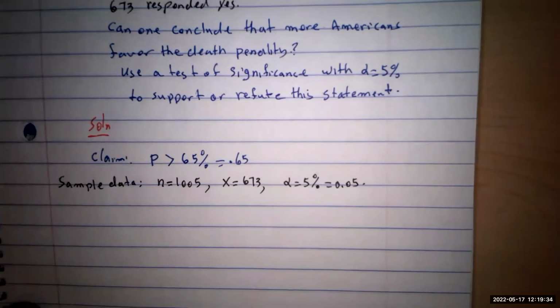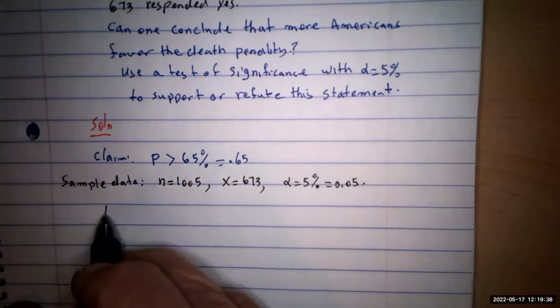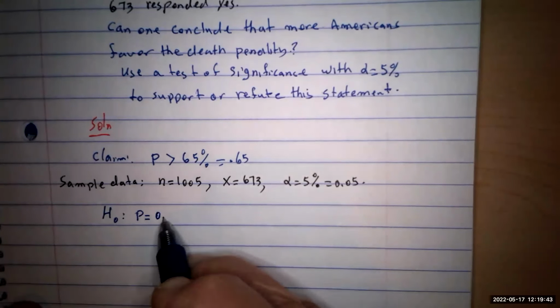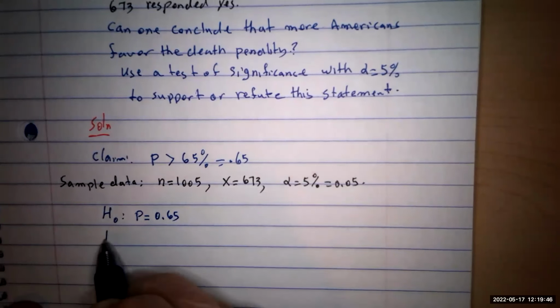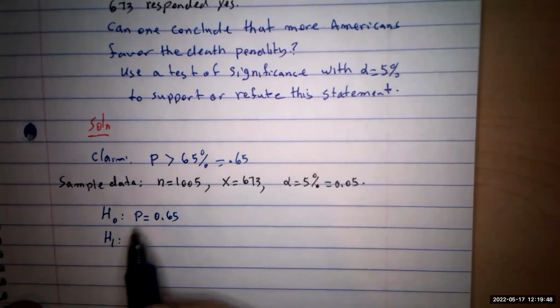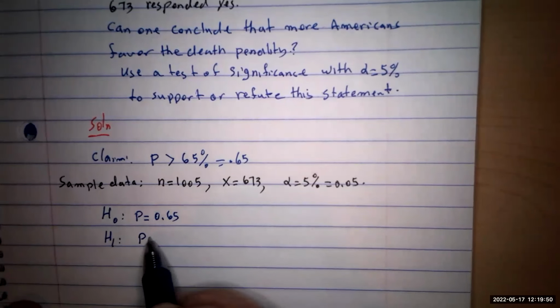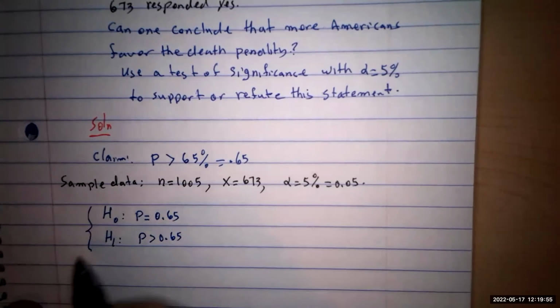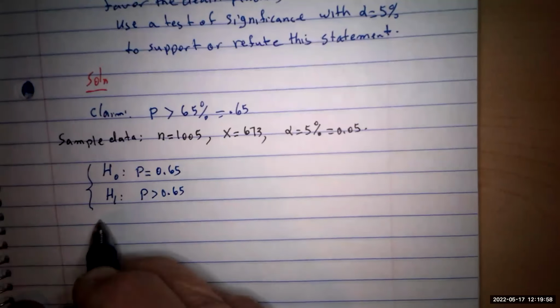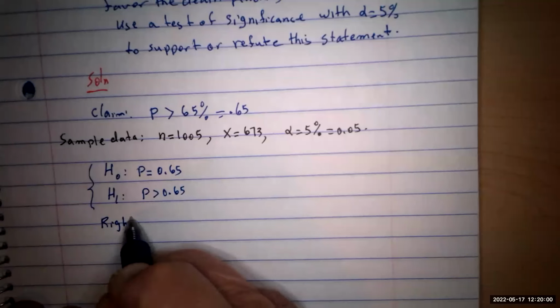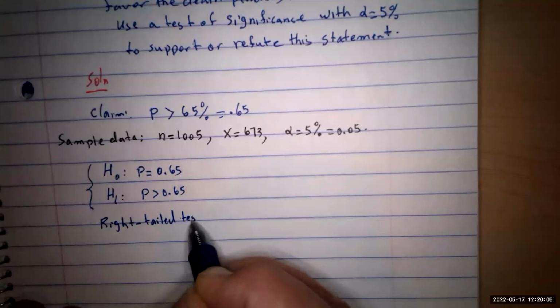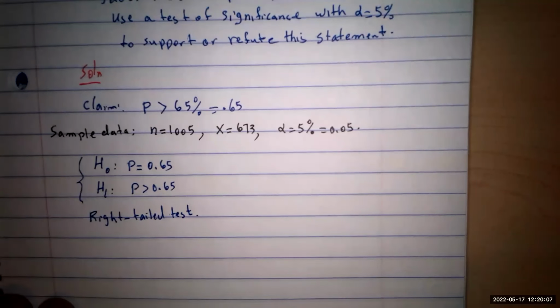So you set up your test. H naught is that P is equal to 0.65. H1 is the one that you are looking for: P greater than 0.65. As you can see, this is going to be a right-tailed test. That's your step 1.